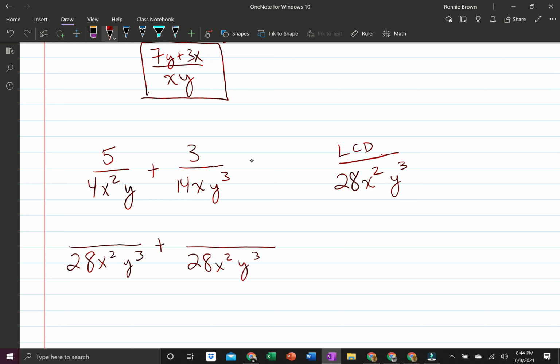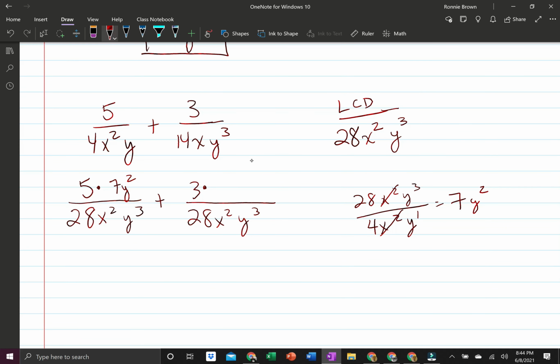Alright, let's figure this out. How am I going to know what to multiply this 5 and this 3 by? Well, here's how we do it. We take the LCD, 28x squared y to the third, and divide it by the old denominator. The old denominator was 4x squared y. What do you get when you divide that? 4 goes into 28 7 times. The x squareds cancel. y to the third over y to the first makes y to the second. So I'm going to multiply the 5 times 7y to the second.